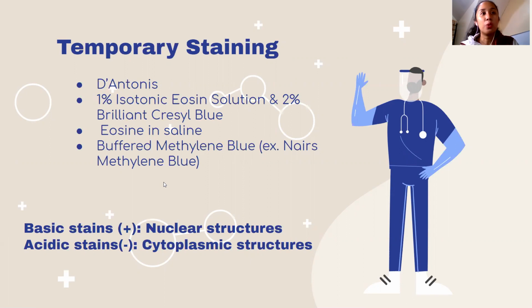Next one, we have 1% isotonic eosin solution and 2% brilliant cresyl blue, eosin and saline, buffered methylene blue. Yan. So, class, dapat pag naisip nyo na yung eosin, what you're going to imagine is usually a red stain. When you now read blue, yung mga brilliant cresyl blue, buffered methylene blue, these are basic stains, or these are positive stains. Usually, these basic stains, itong mga blue na to, usually stain your nuclear structures, your nucleus usually.